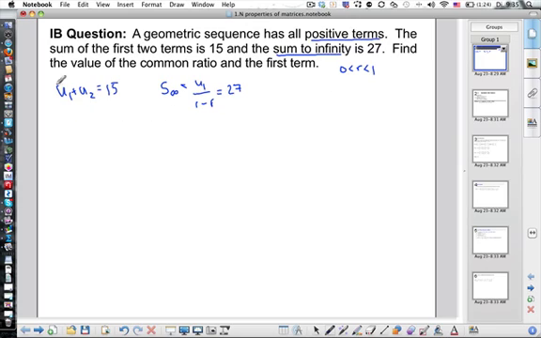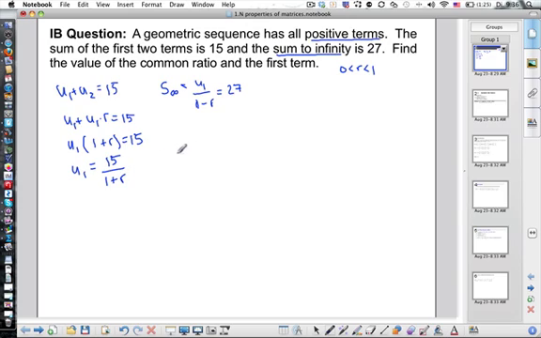Okay, so right now we have three unknowns. Let's see if we can get it down to 2. So we get u1 plus u1 times r, and that equals 15. And then we have this one. So now we have two unknowns. So if we solve for u1 on both of them, we get u1 times (1 plus r) equals 15, and then u1 equals 15 over 1 plus r.